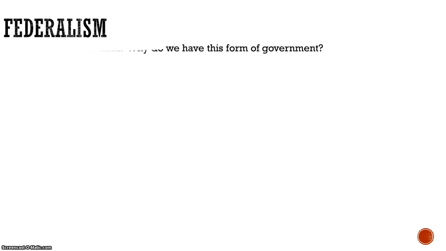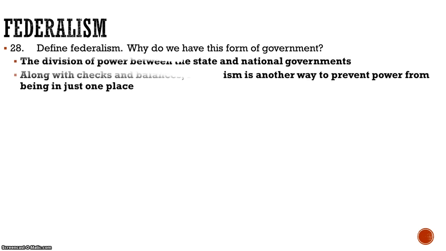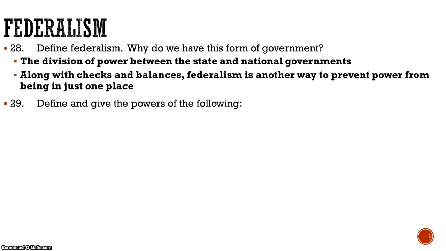And now we got federalism, right? Remember, federalism, the definition, this is where we take different levels of government. We divide power between the state government and the national government. The reason we have this is because it's a way of balancing everything out. We spread the power around, and that way one area, one person doesn't have too much power and mess everything up. So that's federalism, and so far it's worked out pretty well.